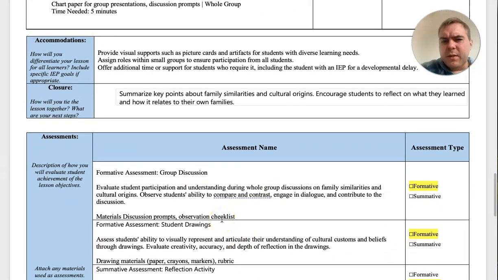And then to close up the lesson, we're going to summarize the key points about family similarities and cultural origins, and encourage students to reflect on what they've learned.